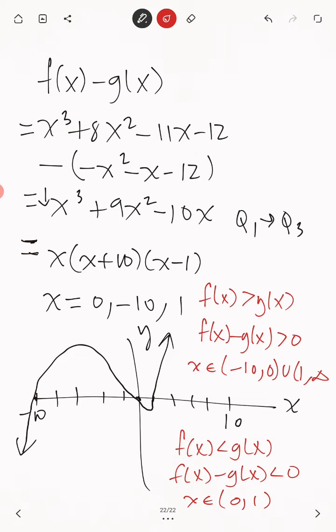Of course, you could also, if you can use technology, graph them both on technology, and that would obviously be the easiest way. But if not, then you would have to use one of these two methods. And so that is it for this sample problem. Thank you.